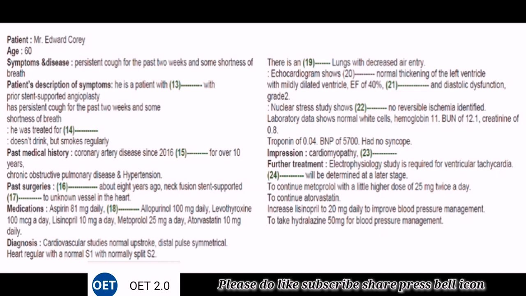Right femoral popliteal bypass about 8 years ago, neck fusion in the remote past, stent-supported angioplasty to an unknown vessel in the heart. What medications are you taking? Aspirin 81 milligrams daily, clopidogrel 75 milligrams daily, allopurinol 100 milligrams daily, levothyroxine 100 mcg a day, lisinopril 10 milligrams a day, metoprolol 25 milligrams a day, atorvastatin 10 milligrams daily.